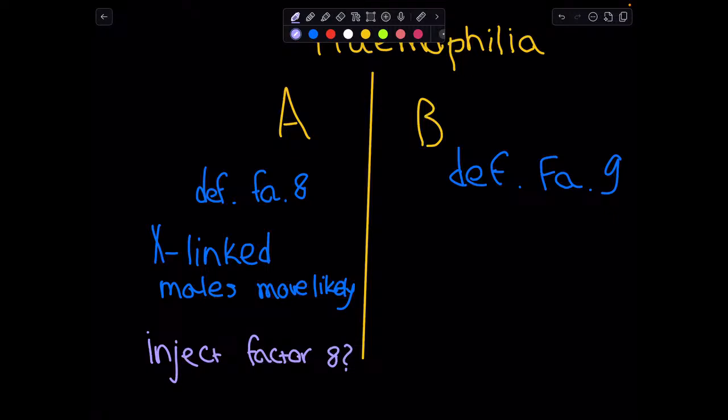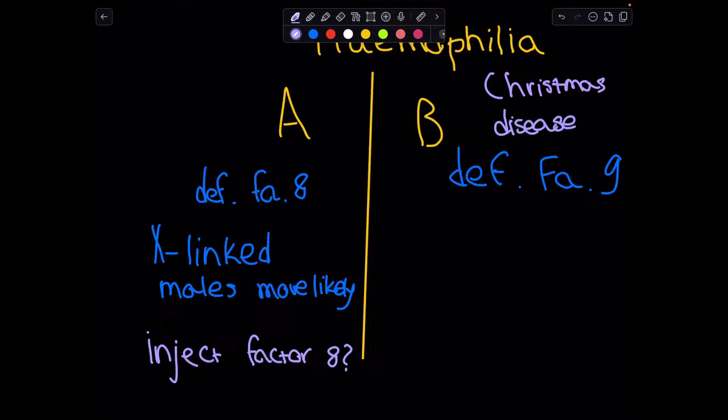Is it common? Hemophilia A isn't super common, but it's also not extremely rare. It affects about 1 in 5,000 male births. The severity can vary a lot too, depending on how much factor VIII occurs.